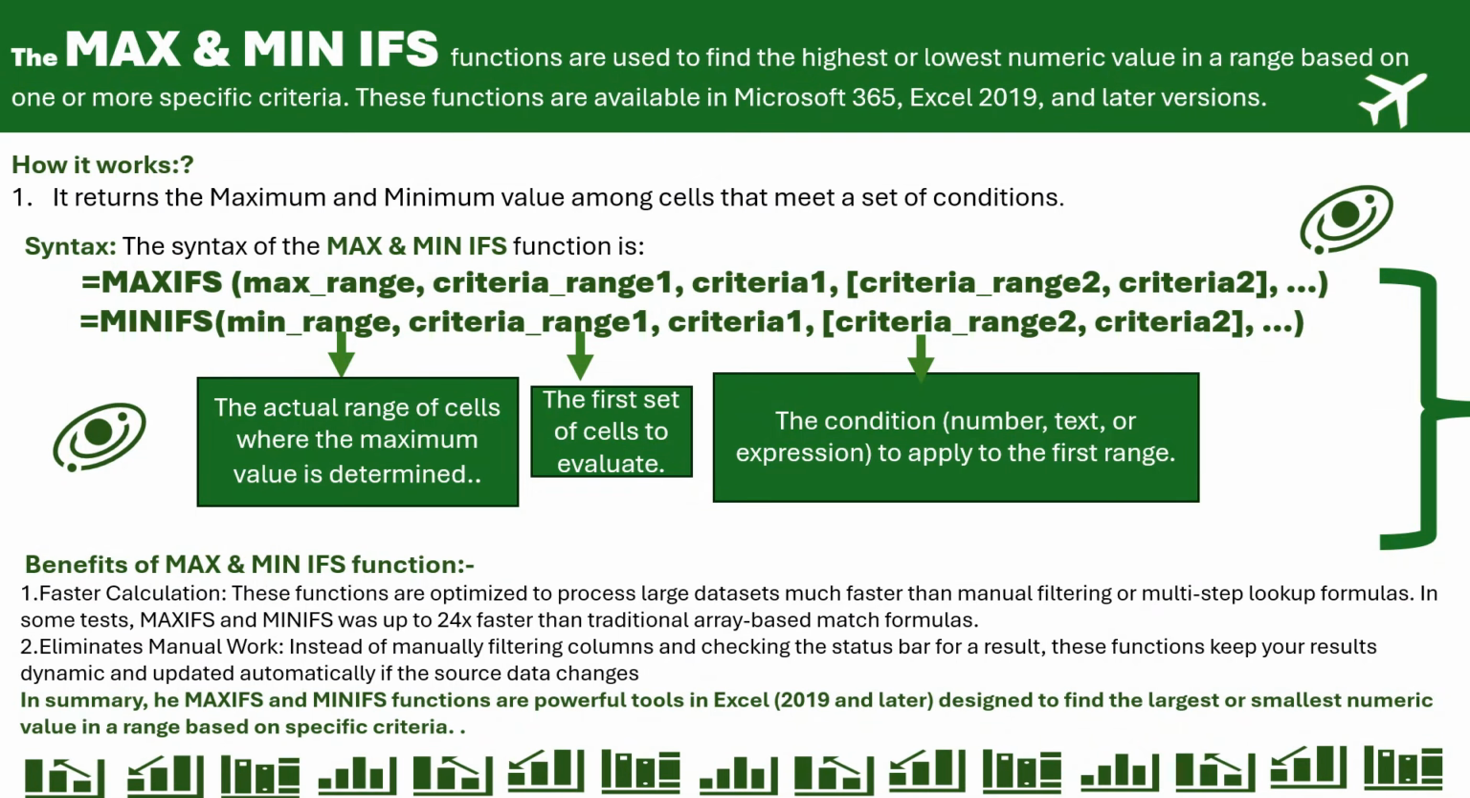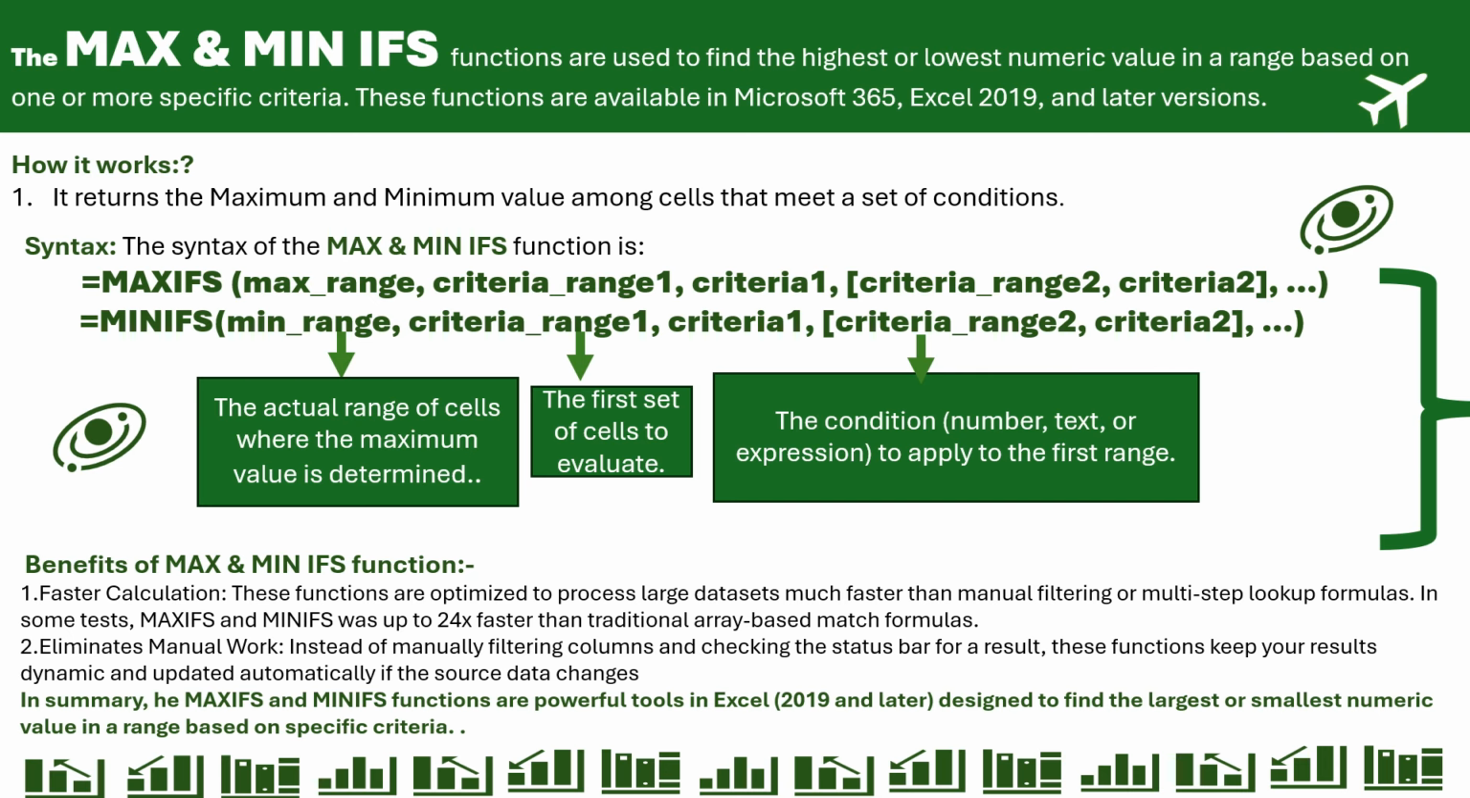Its syntax is equals to MAXIFS, max range, criteria range 1, criteria 1, criteria range 2 and so on. Similarly, MINIFS, min range, criteria range 1, criteria 1, criteria range 2, criteria 2 and so on. So let's understand what max range and min range are: the actual range of cells where the maximum or minimum value is determined.